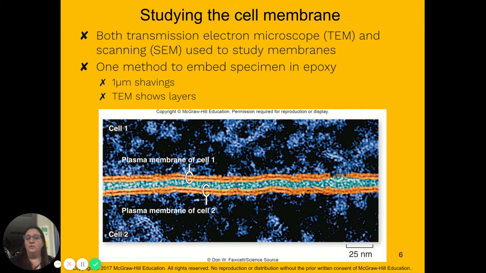One method they can use is to embed whatever membrane they want to look at in an epoxy, which is almost like a plastic kind of thing. Then they shave off 1 micrometer, so really, really tiny thin layers, and then you can see. So here we have the cell membrane of one cell, and the plasma membrane of another, and here's that ECM, that extracellular matrix. This is a pretty small sample. 25 nanometers is just that area right there, so it's not that big.